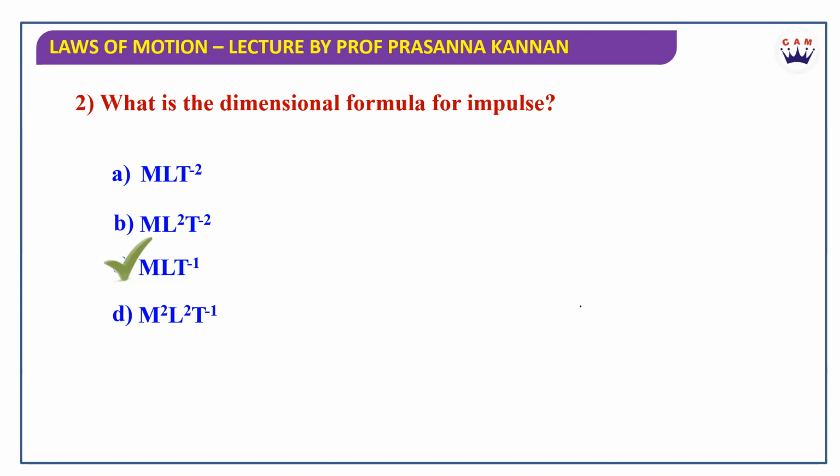Okay, students. Time running. Okay, good. What is the dimensional formula for impulse? MLT power minus 1. What is the one quantity which has the same dimension? Momentum. What is impulse? Force into time. Otherwise, change in momentum. That's all.